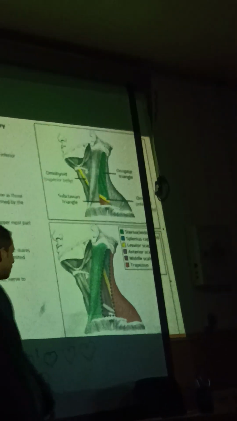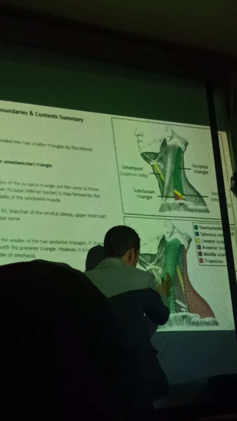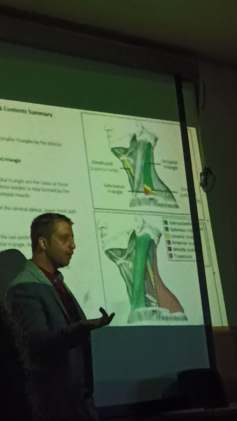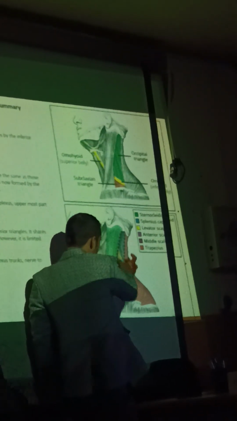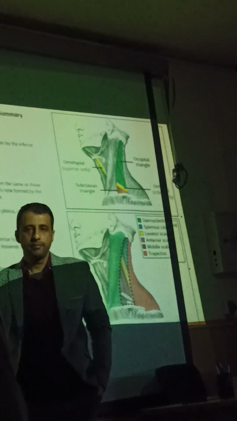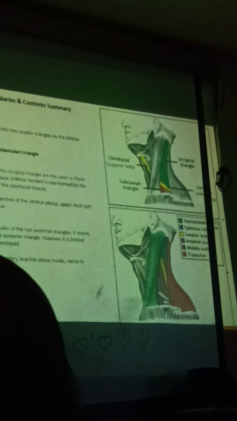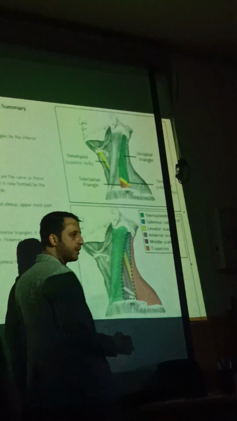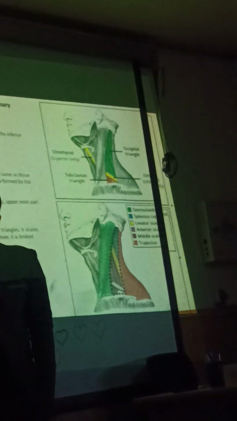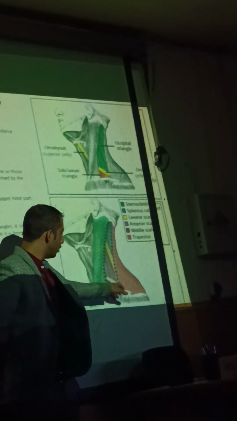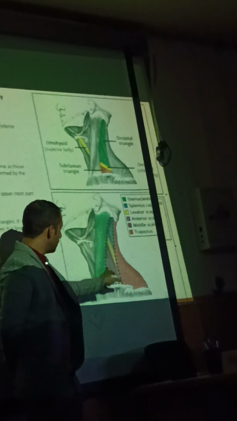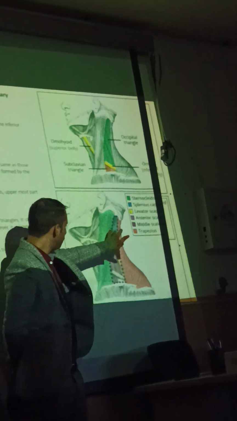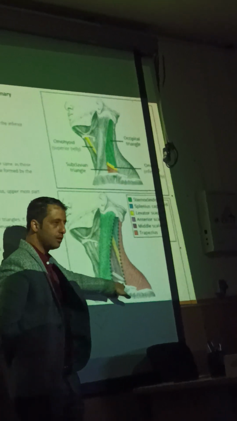This was the anterior triangle of the neck. This was the SCM area, and this is the posterior triangle. The posterior triangle is also divided into two triangles. This muscle is the inferior belly of omohyoid muscle. The inferior belly of omohyoid divides the posterior triangle into superior and inferior.